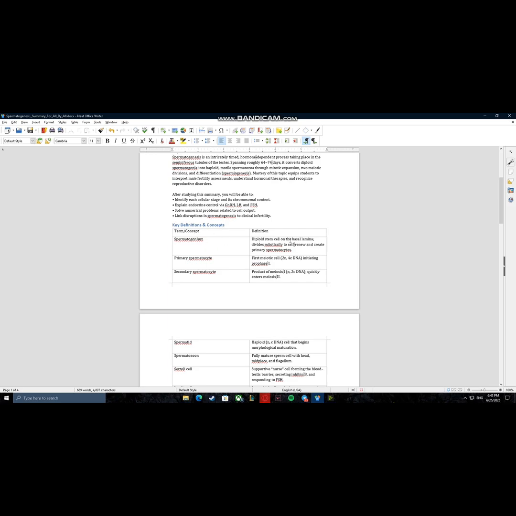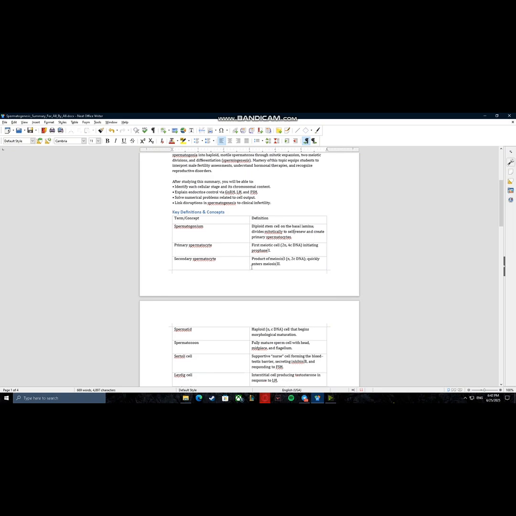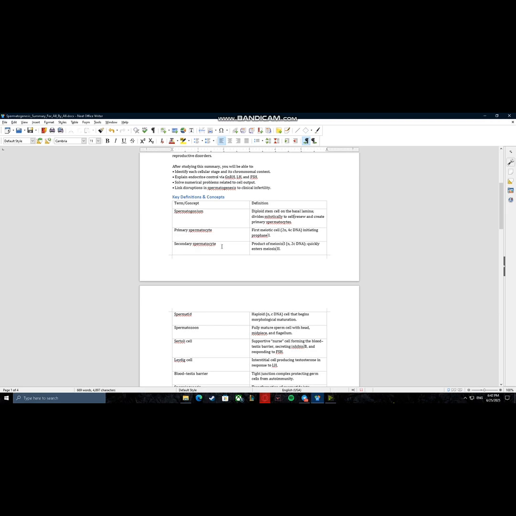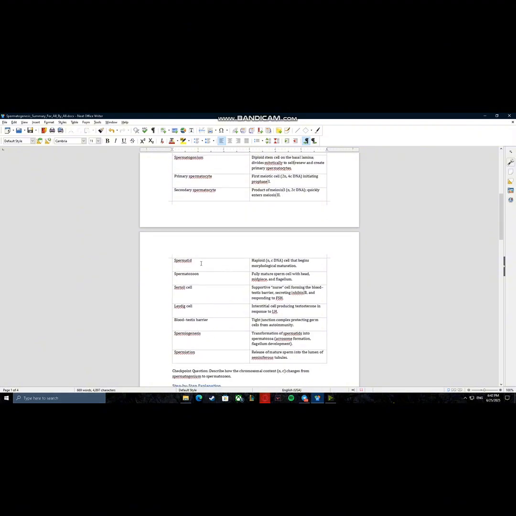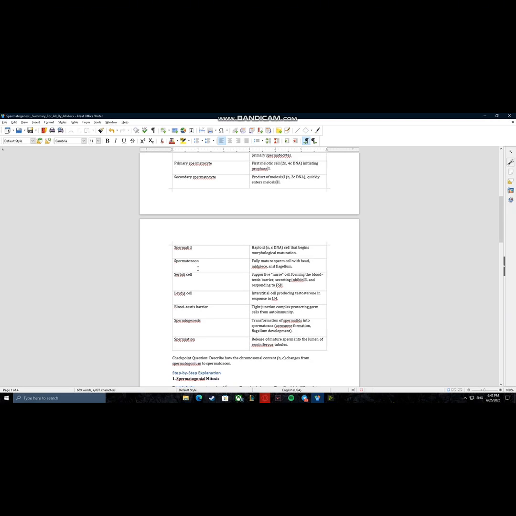Spermatogonium is a diploid stem cell on the basal lamina that divides mitotically to self-renew and create primary spermatocytes. A primary spermatocyte is the first meiotic cell, 2N, 4C DNA, initiating prophase I. Secondary spermatocyte is a product of meiosis I, 1N, 2C DNA, and quickly enters meiosis II. Spermatid is a haploid 1N, 1C DNA cell that begins morphological maturation. The spermatozoon is a fully mature sperm cell with head, midpiece, and flagellum.